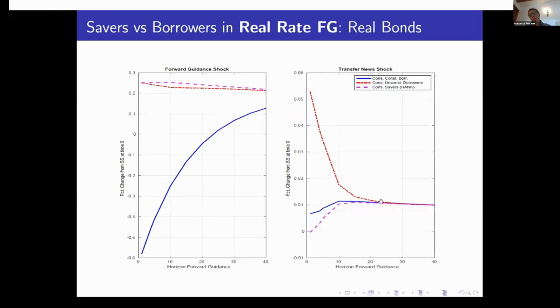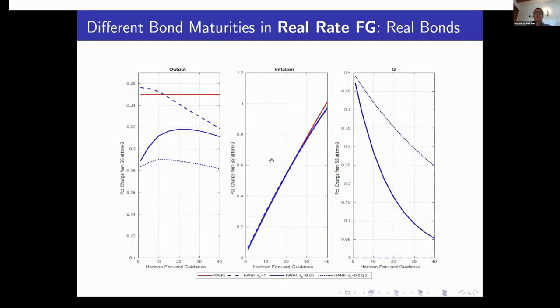But then as the horizon goes farther in the future, all these households expect to have the same bond holding. They converge toward the same distribution, so the impact becomes very similar across groups.